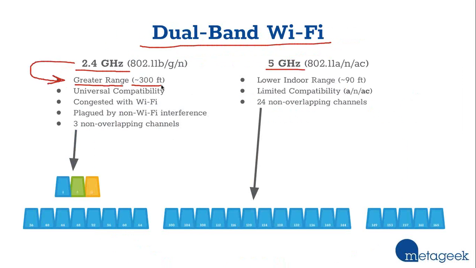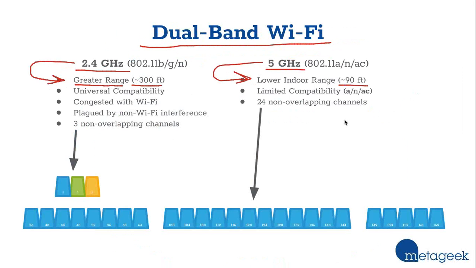Now that's going to vary quite a bit. It's going to vary based on your access points, the antennas that you're using, what the building is made of, how many people are in the building, and what client devices you have. But most vendors are going to advertise about a 300-foot range, and I think that's pretty fair. The 5 gigahertz band, on the other hand, has a much lower indoor range. It's only got a range of about 90 feet.